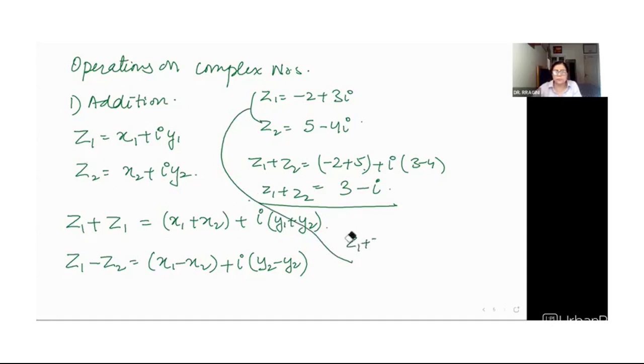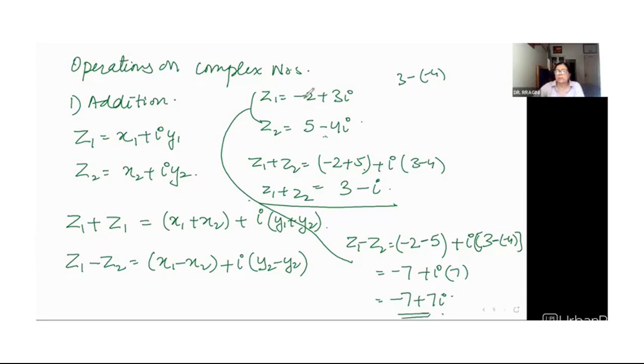Z1 minus Z2. Now, what is the real part here? Negative 2. But here, be careful about the sign because we have to take the difference. Negative 2 minus 5. Then put plus here. Take the original sign of y1, which is 3. 3 minus minus 4. We have to subtract Z2, so minus minus 4. So this becomes negative 7 plus iota times 3 plus 4, that is 7. So this is negative 7 plus 7 iota.